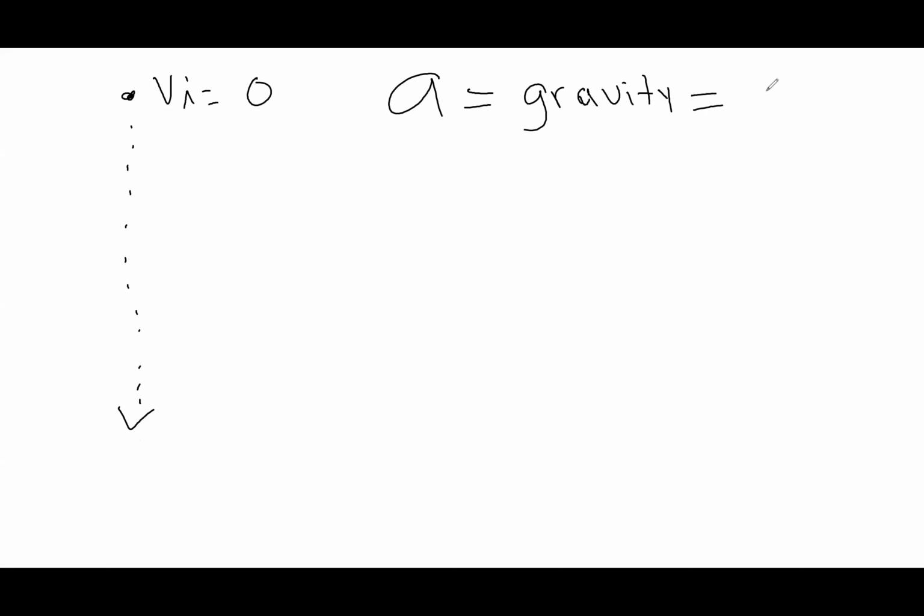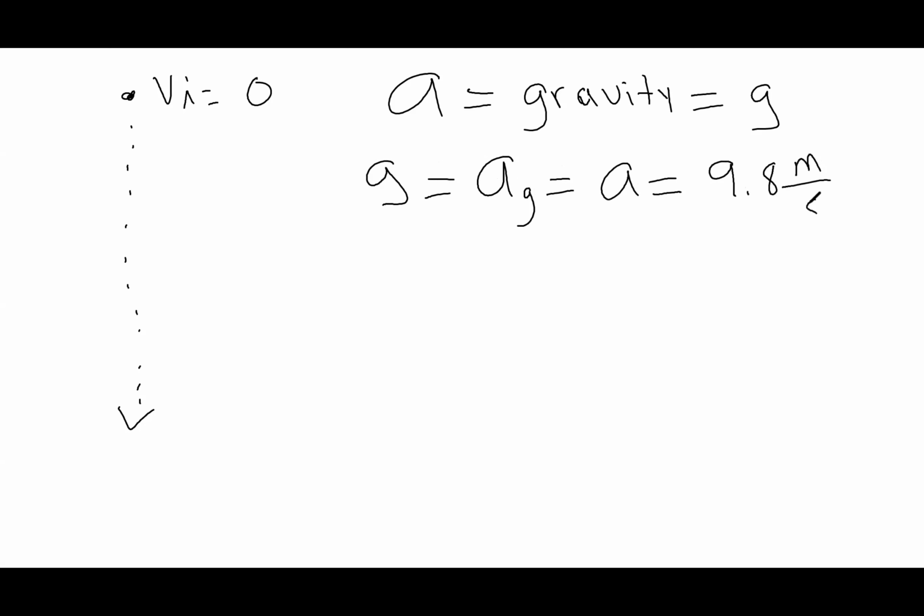So we call this value g, where g simply stands for the gravity that causes the object to accelerate downward, the force of gravity. And that particular value is a constant. Whenever you see g, or you may see a sub g, meaning acceleration due to gravity, or you may just see a understood to be gravity. That value has a magnitude of 9.8 meters per second squared.